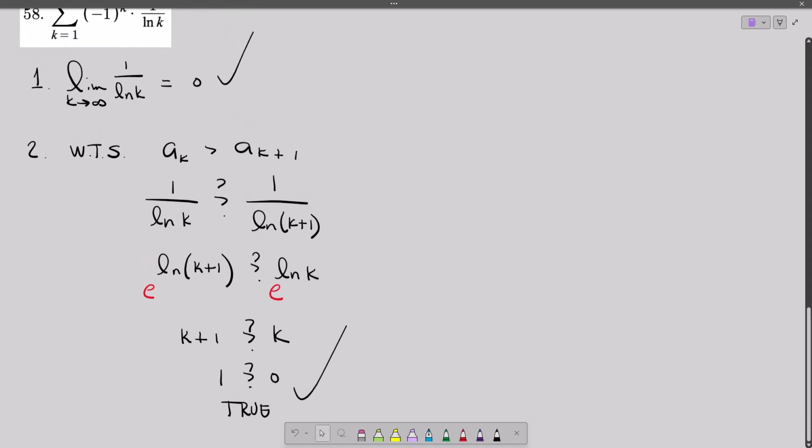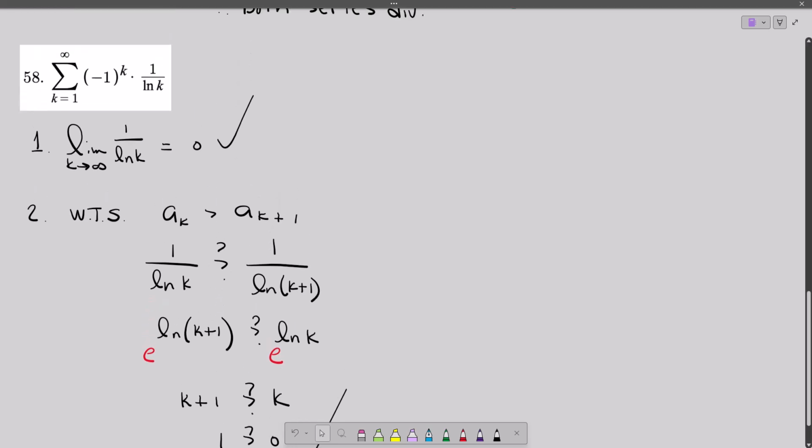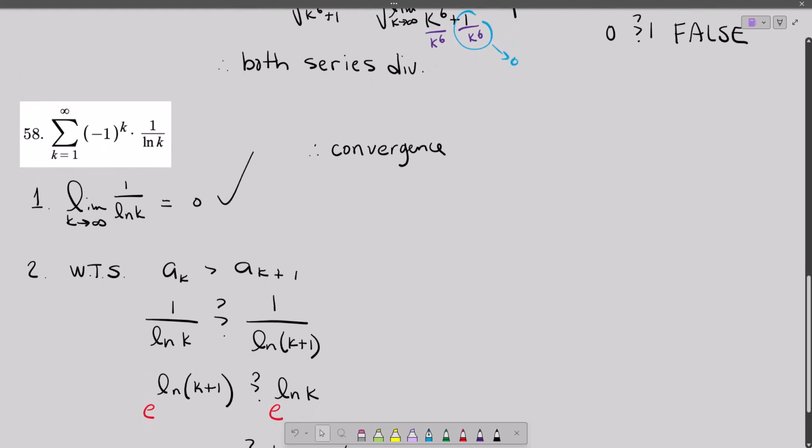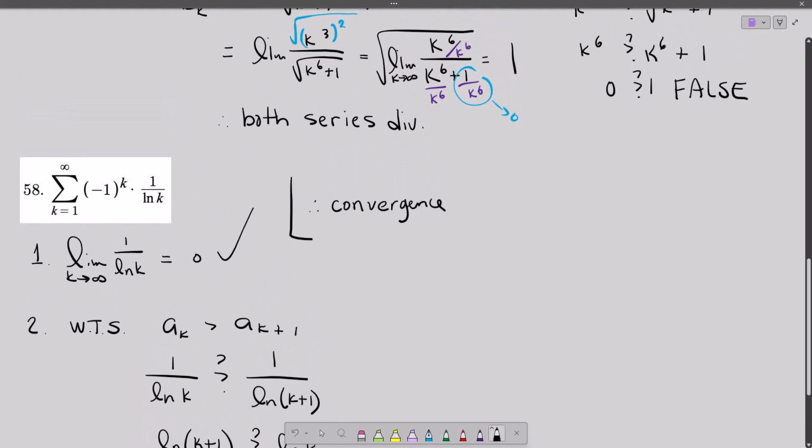So we've now done the alternating series test. We've shown that the limit of the terms is 0. We've shown that the terms are decreasing. That's all you need to show for convergence. So therefore, we have convergence for this alternating series.